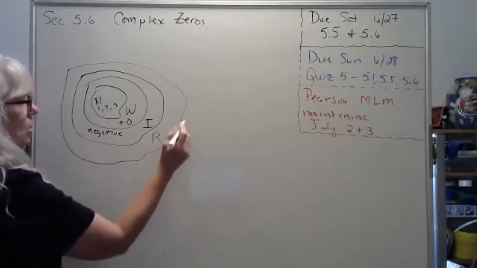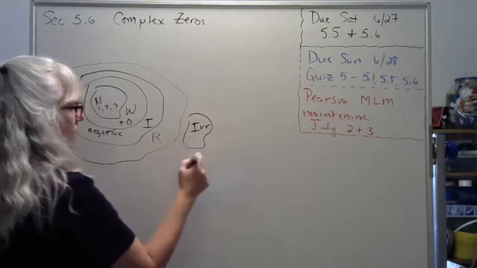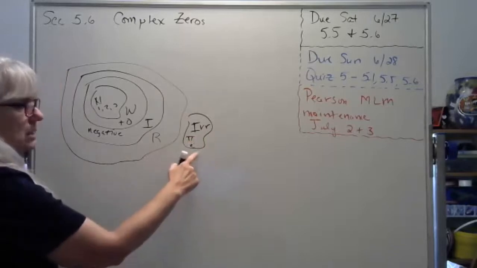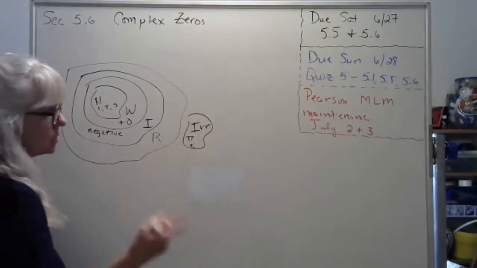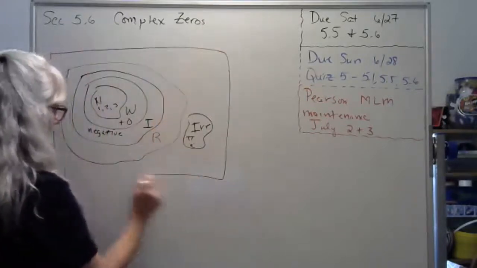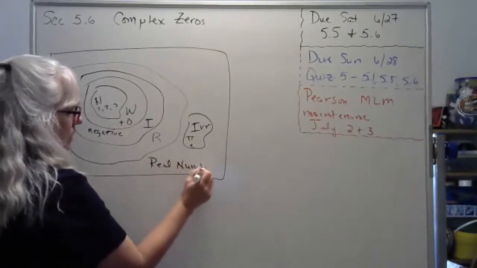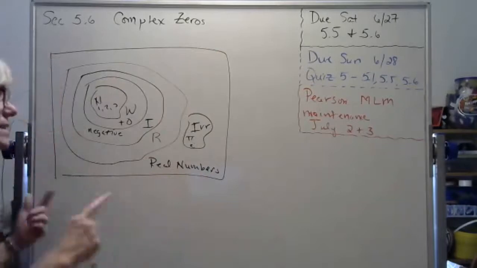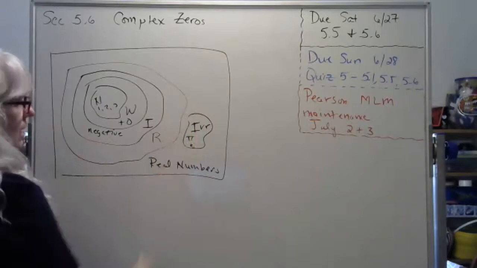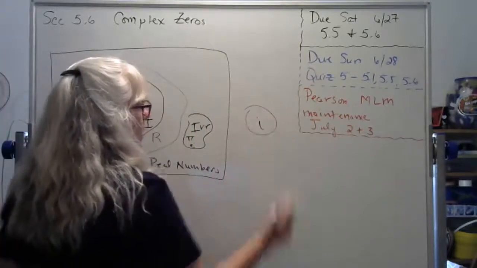And then sitting over here someplace is the set of irrational numbers. That includes pi and e. So it's all the fractions and decimals that do not terminate and do not end. And if you add all of those together, right now you have the set of real numbers, and that's what we've been dealing with. So when we talked about zeros yesterday, we were talking about the zeros that fit within this set of number systems.